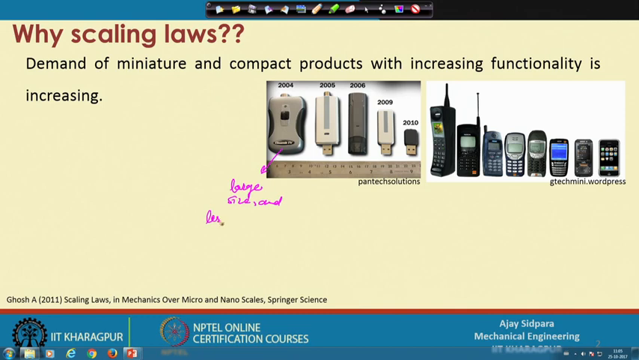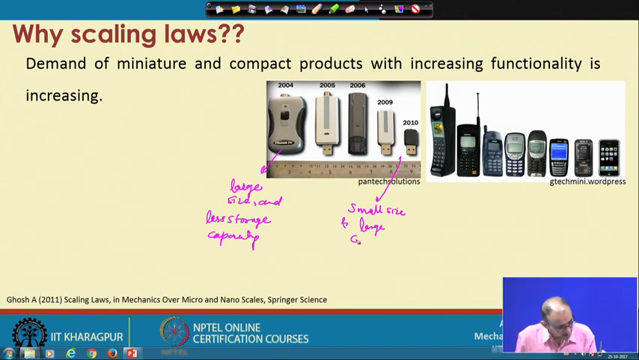Less storage capacity. But if you see here, it is a small size and large storage capacity. So, this is exactly reverse.